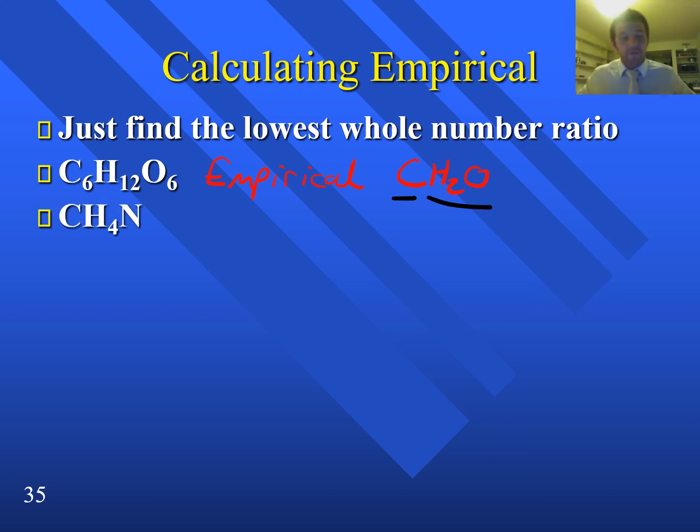And then, if we're looking at CH4N, since I can't divide these by a common number greater than 1, this is actually already the empirical formula. So this is an empirical formula to start. Empirical already.